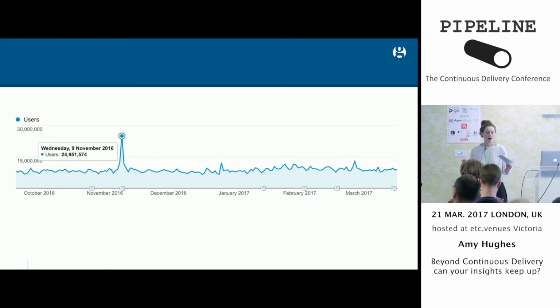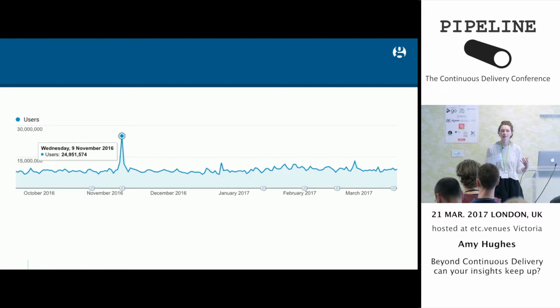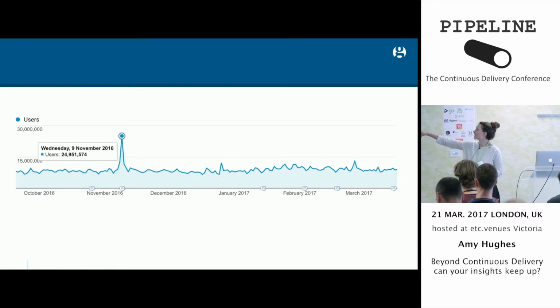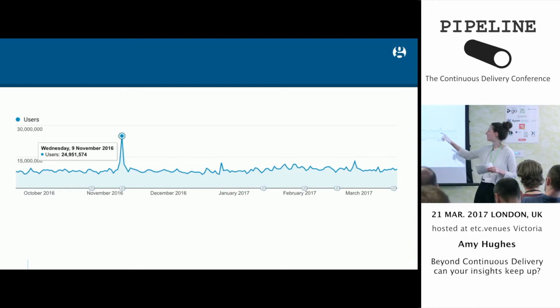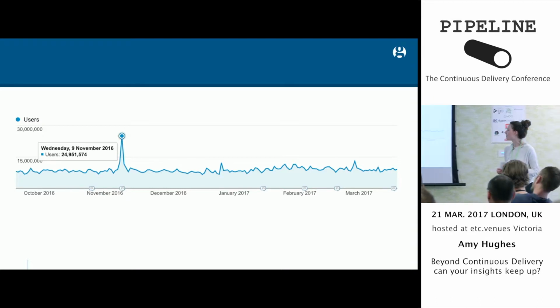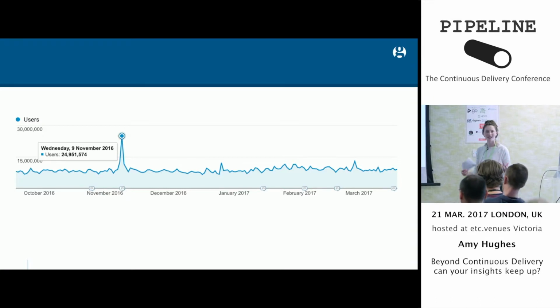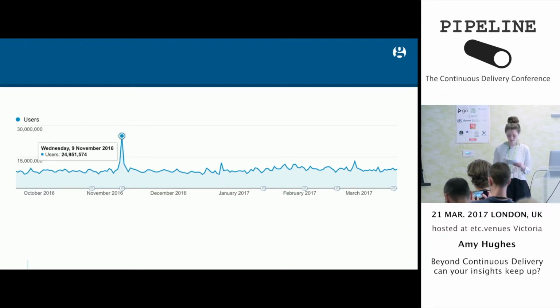The next problem you have is that the day you released your change was the 9th of November. Now, for us being a news site, this was a really big day. This huge spike that you see here, where we see nearly 30 million visitors to our site, was the 9th of November. It's when Trump was elected. Big news, perhaps bigger news than our feature release.